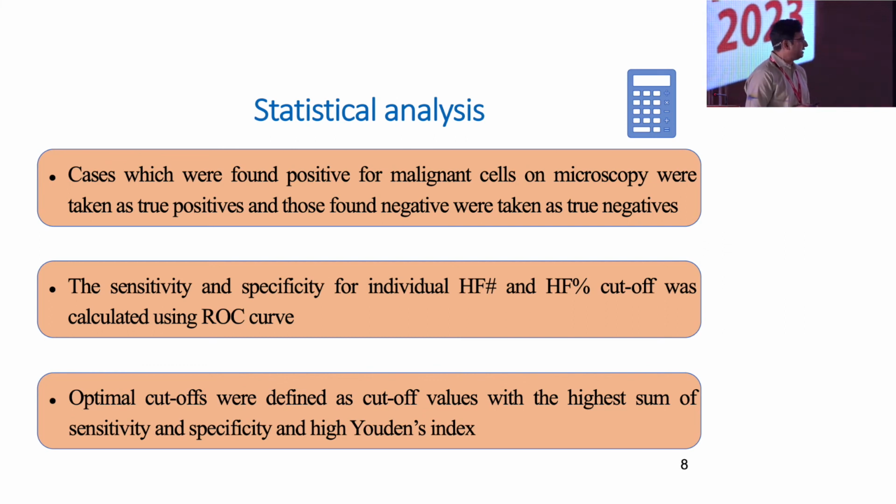Then we calculated the sensitivity and specificity of individual high fluorescence cell absolute count as well as percentage using the ROC curve. The optimal cutoff for sensitivity and specificity was determined as the cutoff with the highest sum of sensitivity and specificity, and with the highest Youden's index.